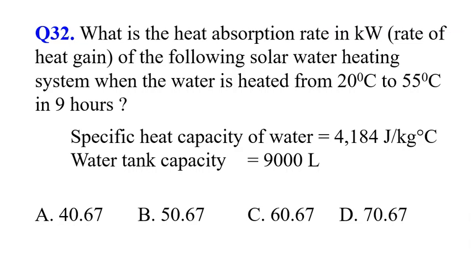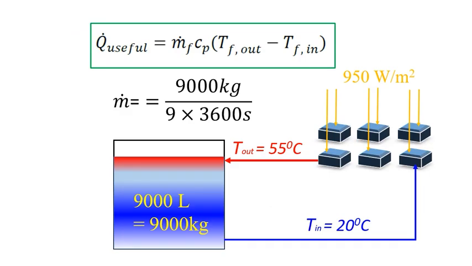What is the heat absorption rate in kilowatts? In other words, the rate of heat gain of the following solar water heating system when water is heated from 20 degrees to 55 degrees centigrade in 9 hours. Specific heat capacity of water 4184, water tank capacity 9000 liters. So you know, when you heat from the solar energy, finally your heat will be transferred to the water. So let me explain the whole picture now, as in this diagram. Your input energy is coming from the solar radiation, from the collectors, and then you transfer that heat or thermal energy to the water. So you have 9000 liters, in other words 9000 kilograms.